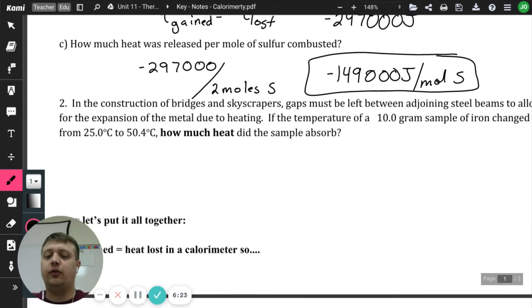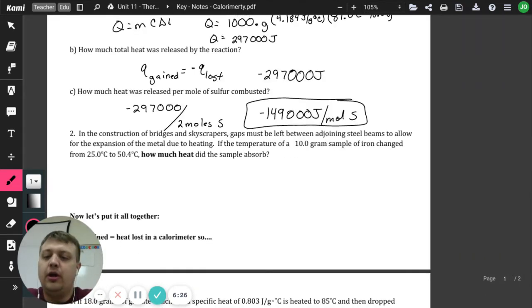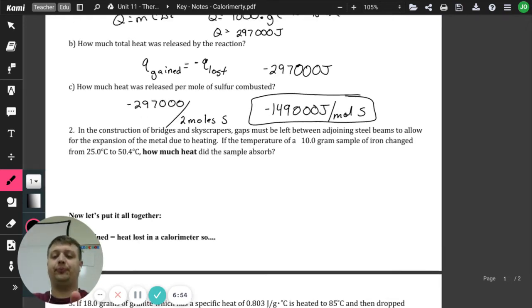All right, let's take another look at this problem. It says, in the construction of bridges and skyscrapers, gaps must be left between adjoining steel beams to allow the expansion of metal due to heating. If the temperature of a 10-gram sample of iron changed from 25 degrees Celsius to 50.4 degrees Celsius, how much heat did the sample absorb? What I want you to do is go through, solve this problem, and pause your video, and then we will go over it.